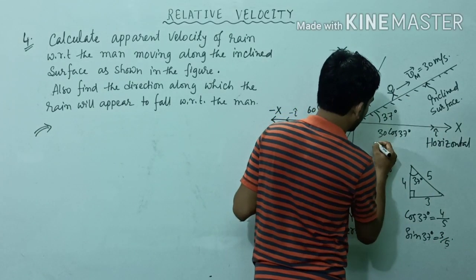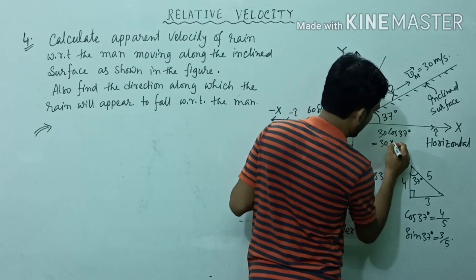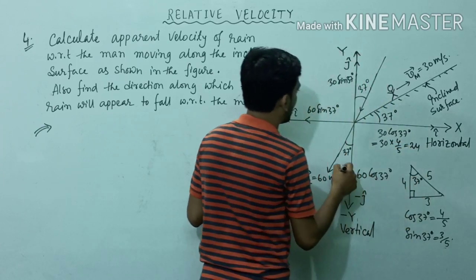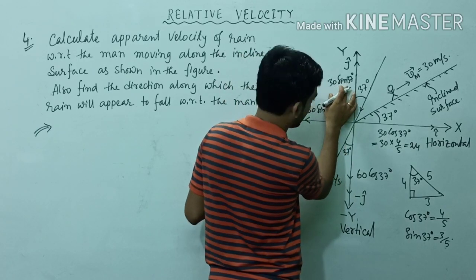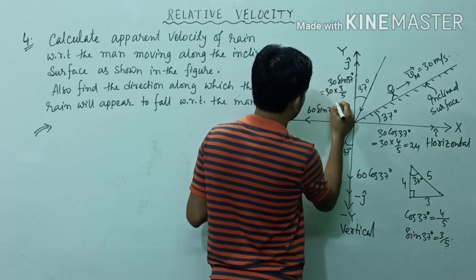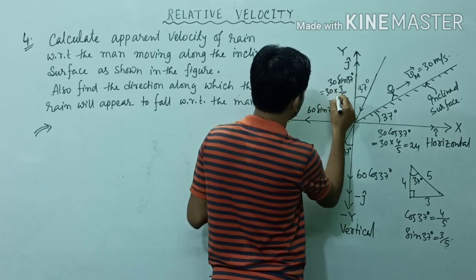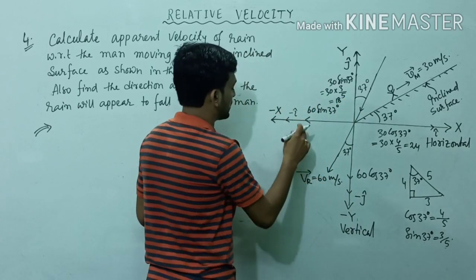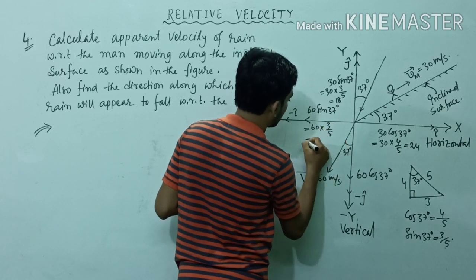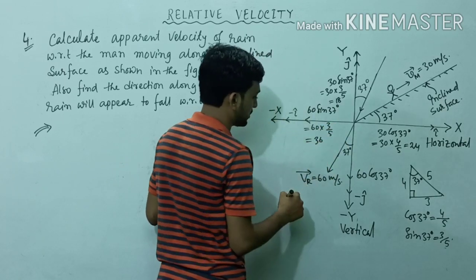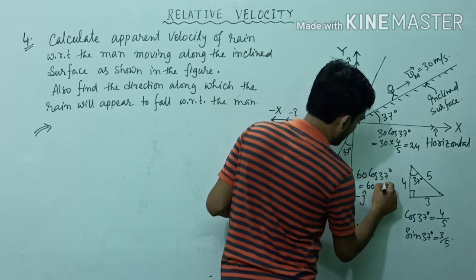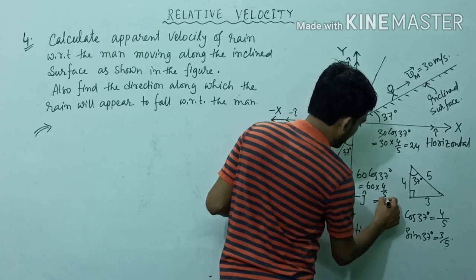So 30 cos 37 degree can be written as 30 multiplied by 4 by 5 is equal to 24, and 30 sin 37 degree can be written as 30 into 3 by 5 is equal to 18. 60 sin 37 degree can be written as 60 into 3 by 5 is equal to 36. 60 cos 37 degree can be written as 60 into 4 by 5 is equal to 48.